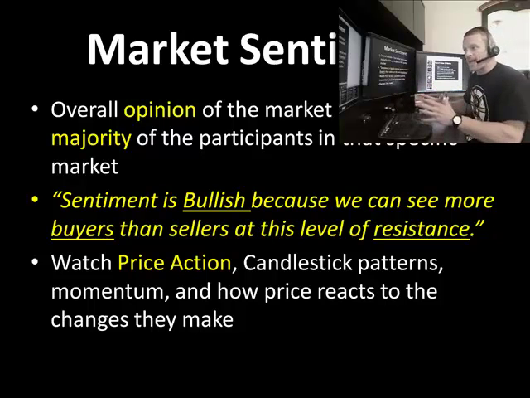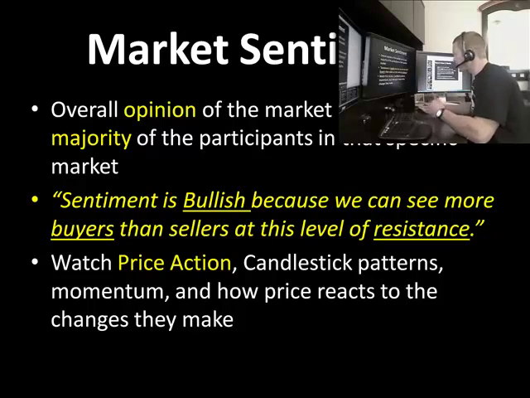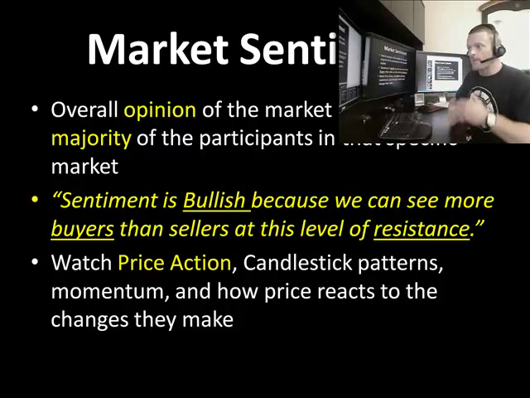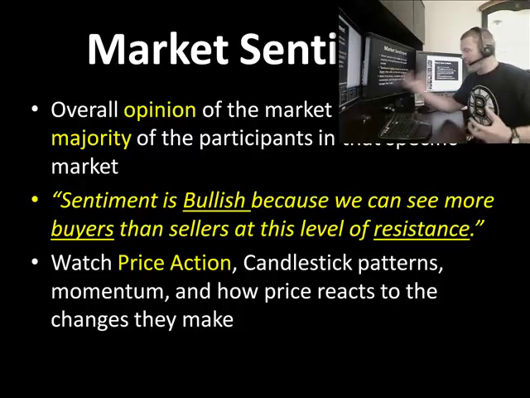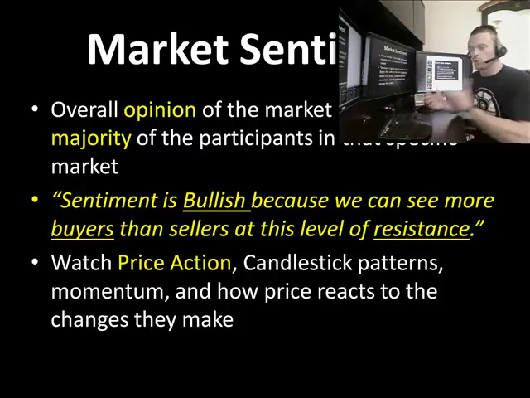Now, we watch price action, we watch candlestick patterns, we watch things like momentum, and we look to see how price reacts to the changes that they make. So depending on how price action looks, we use, of course, momentum indicators and candlestick patterns, and we use these tools to identify what the sentiment is.